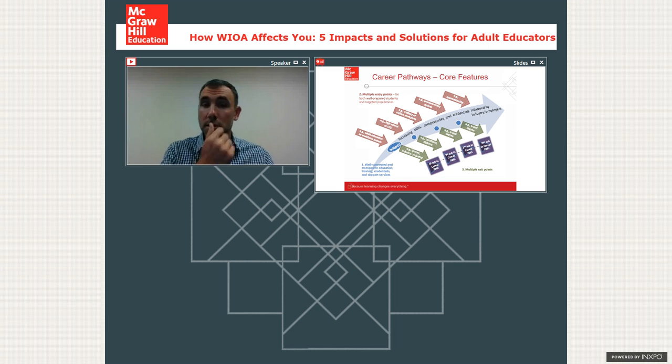More importantly, from the learner standpoint, are these multiple entry points and multiple exit points, so that again they are in employment and they are actively working while they are receiving the education and training that will allow them to not only maintain that job that they have, but advance within their career.